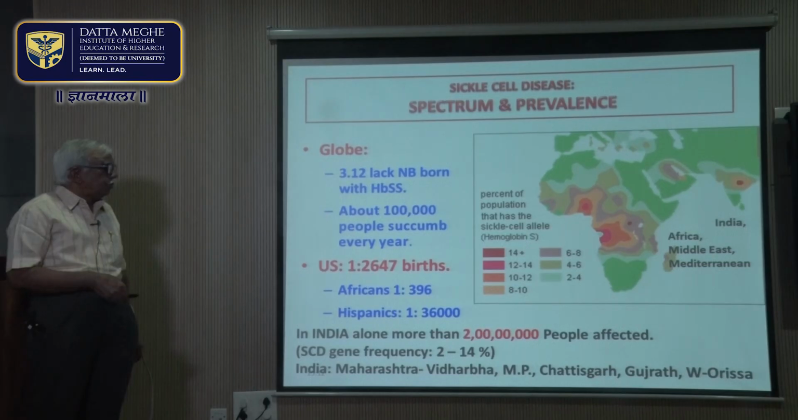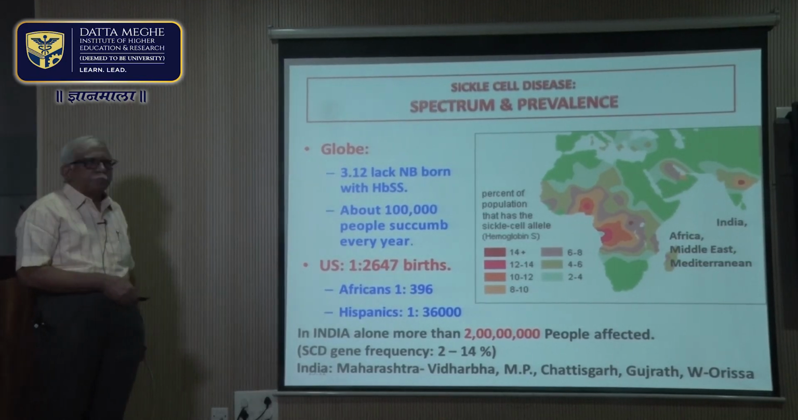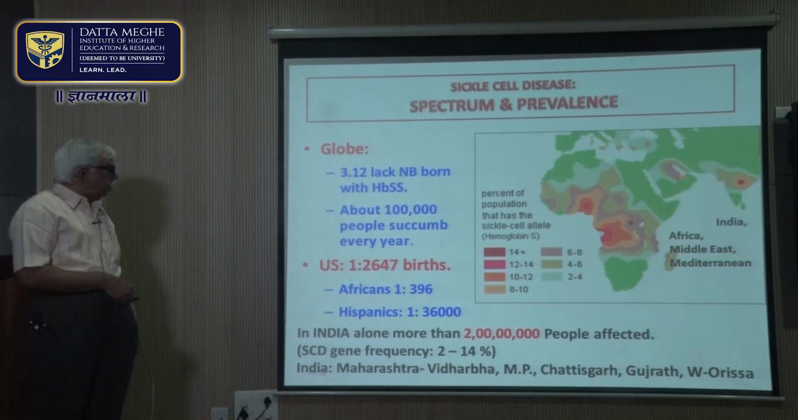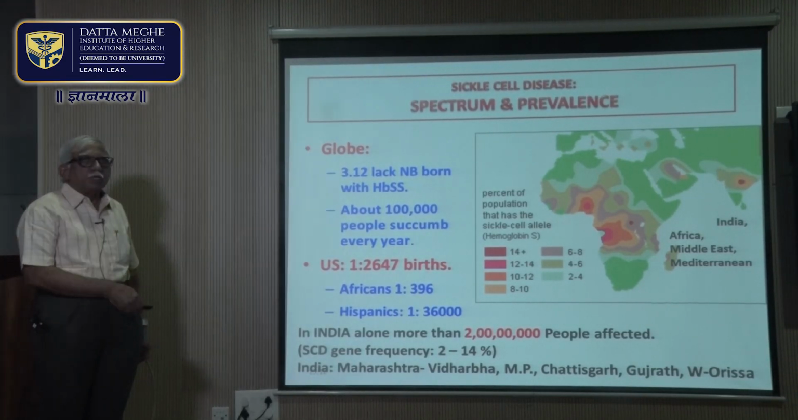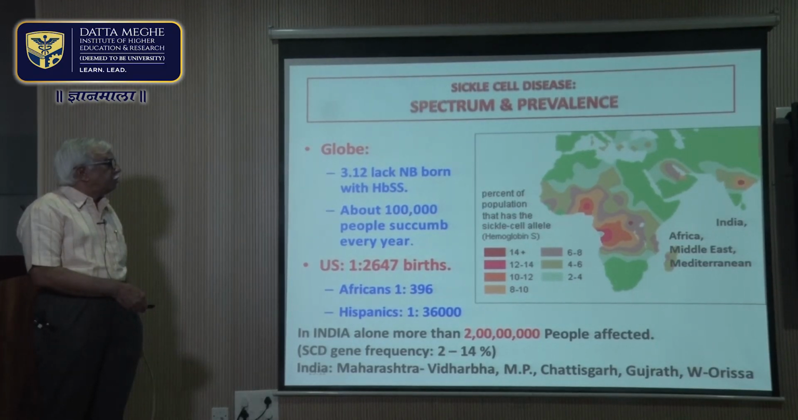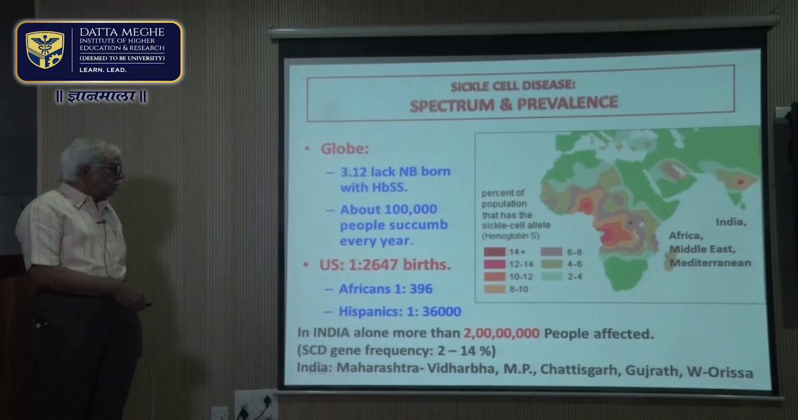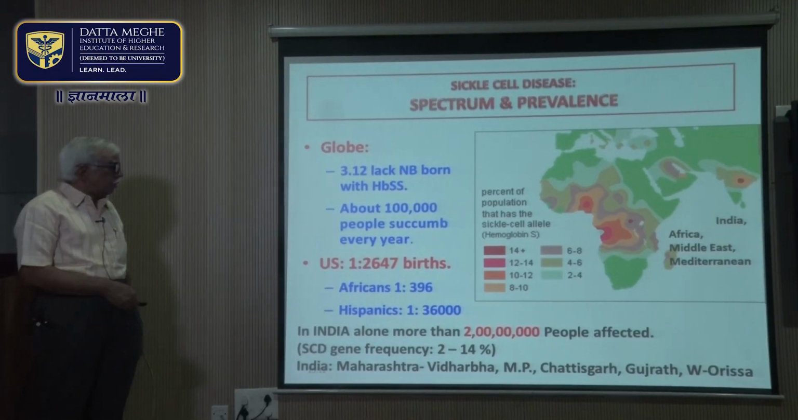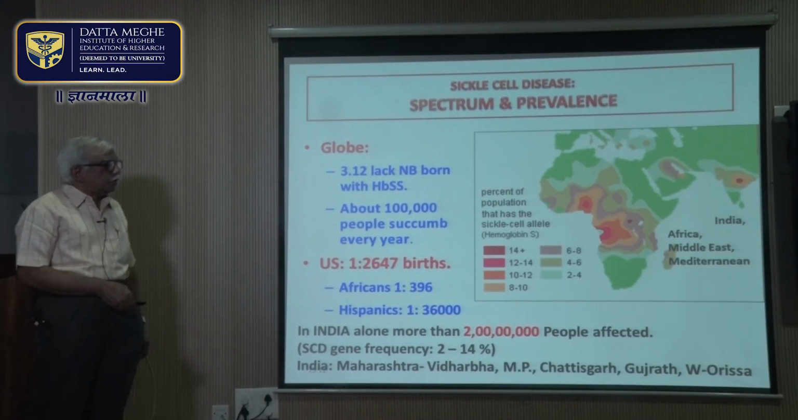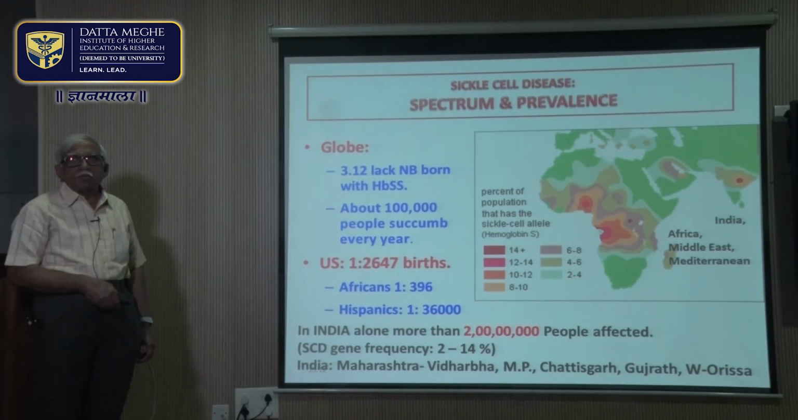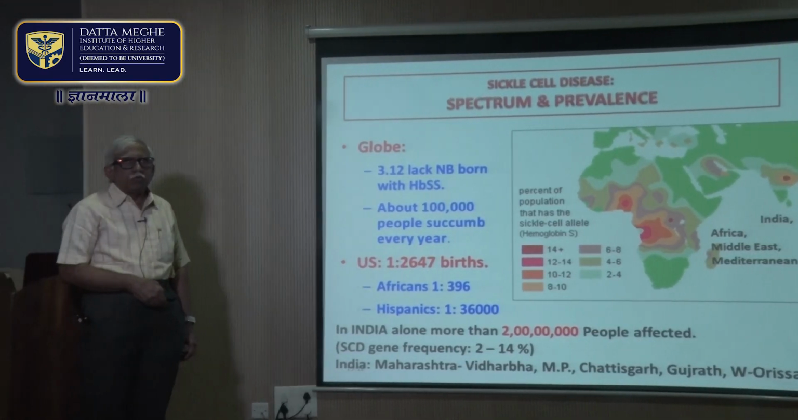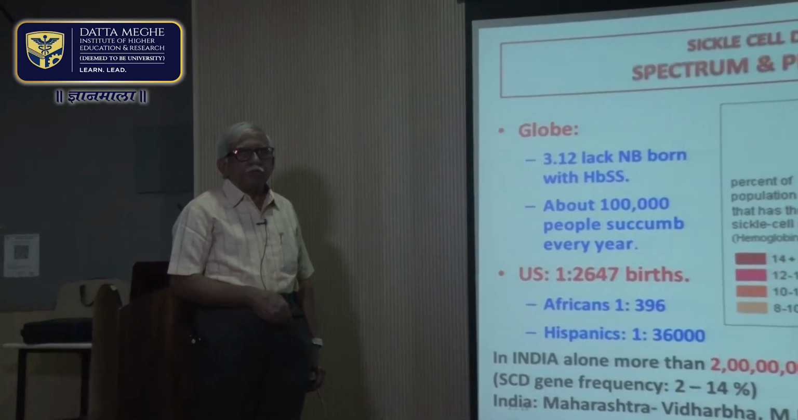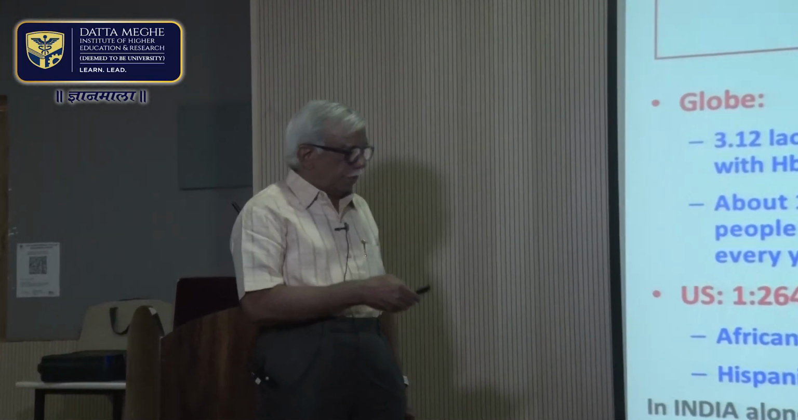In India alone, we see that almost as many as 2 crore people are affected, and the gene frequency in India is said to be as high as 2 to 14% in a susceptible population. In India, Maharashtra, particularly Vidarbha, MP, Chhattisgarh, Gujarat and west Orissa are the states where we have very high incidence of sickle cell disease. It is said to be equal to that of thalassemia, incidence-wise and prevalence-wise.